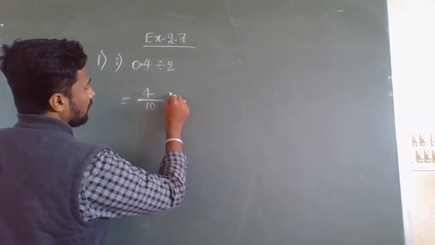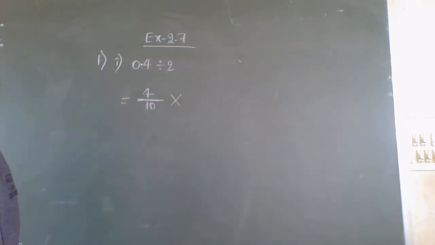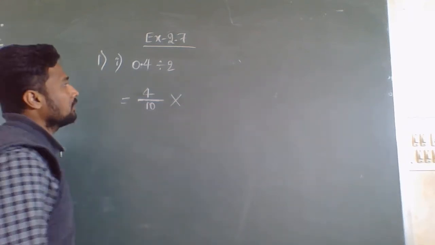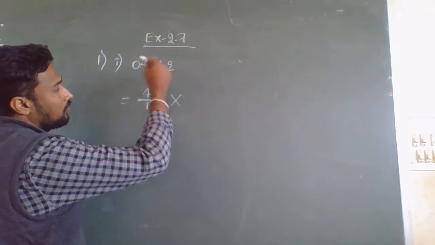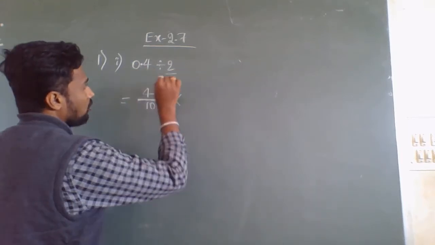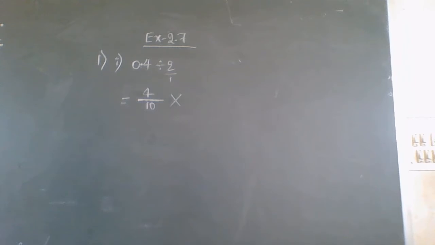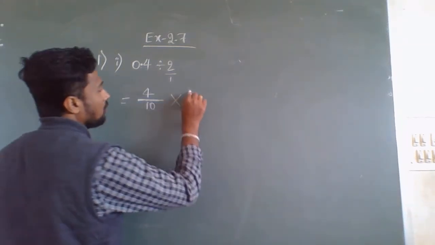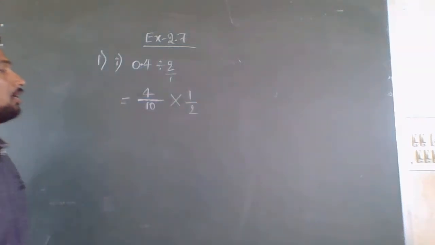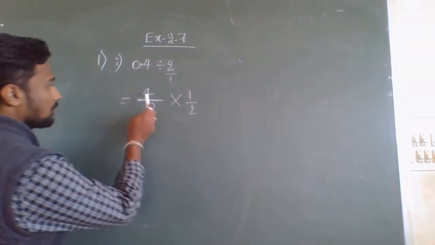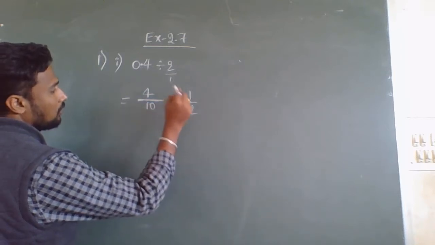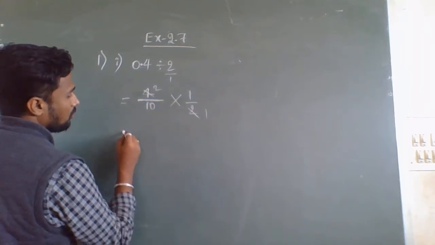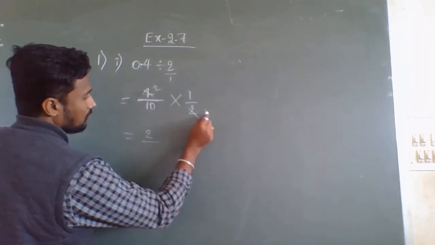Here in the place of division, if I consider multiplication, means I have to write reciprocal of 2 by 1. Here there is no number in denominator, means 1 will be there. So 2 by 1, reciprocal of 2 by 1 is 1 by 2. So now you can divide cross numbers 4 and 2, 10 and 1. So here 2 ones are 2, 2 twos are 4. Now you can see 2 ones are 2 divided by 10 ones are 10.